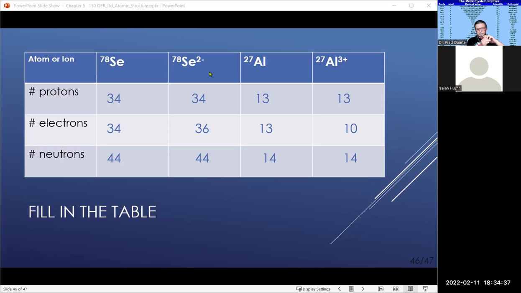Way back when, I stated you can lose or gain electrons all day long. It's not going to change what that element is until you lose or gain a proton, and then you've made a whole new species.